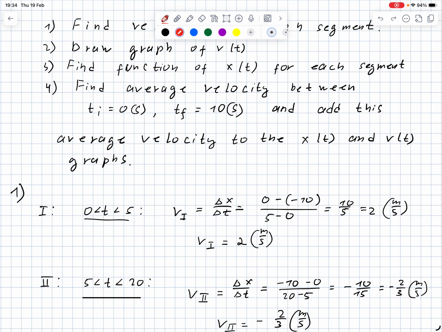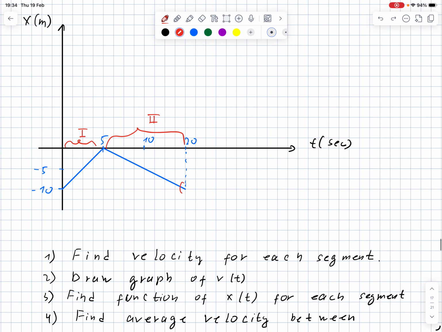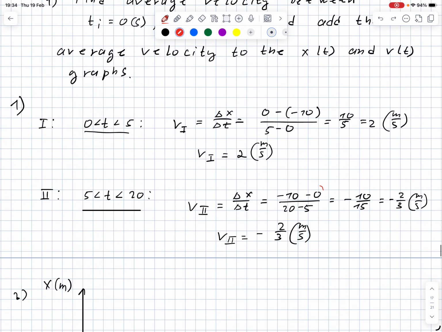Now let's calculate the constant velocity of the second segment. We're going to use this coordinate and this coordinate. Final position is minus 10, initial position 0, and the interval of time will be 20 minus 5, as you can see here. And finally we see that the constant velocity for the second segment equals minus 2/3 meters per second.